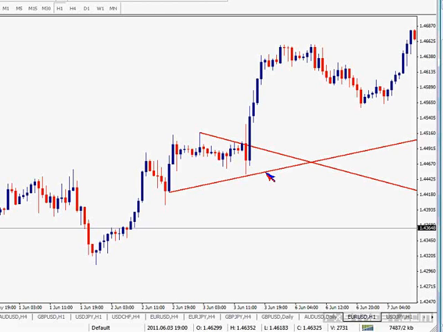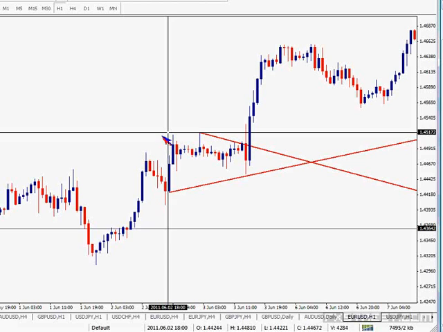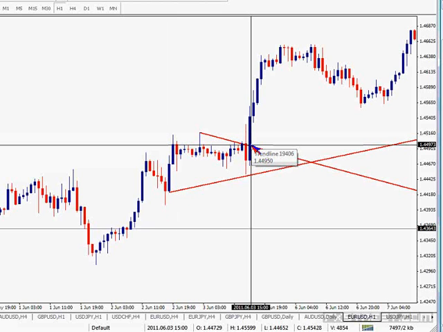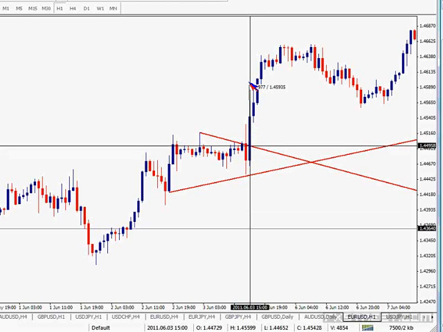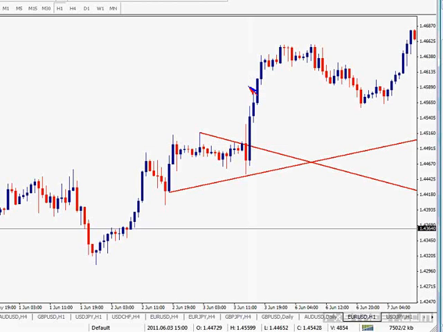But in the case of the triangle, the idea is that the probable target will be equal to the height of the triangle, meaning the distance between the first and the second level, right? In this particular case, it's 95 pips, okay? So once the price breaks the triangle to the upside, in this particular point, it should develop at least 95 pips. As you may see, the price has completed and achieved the target in less than 2 candles, okay?